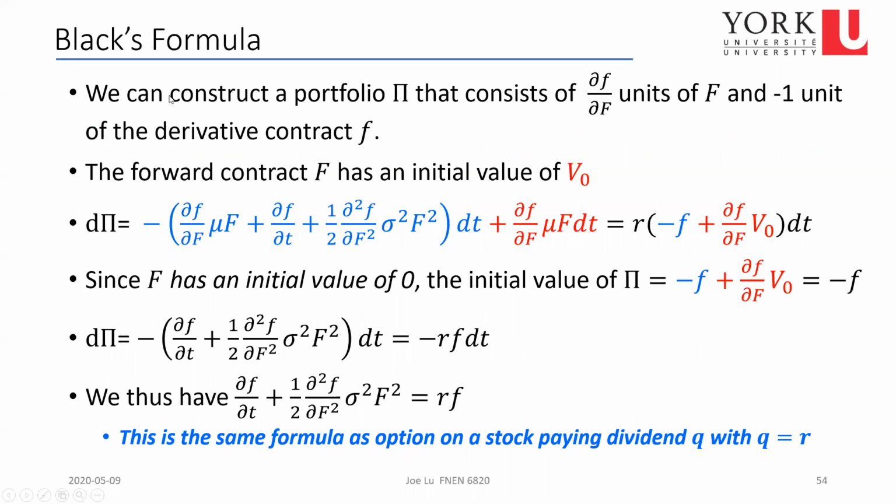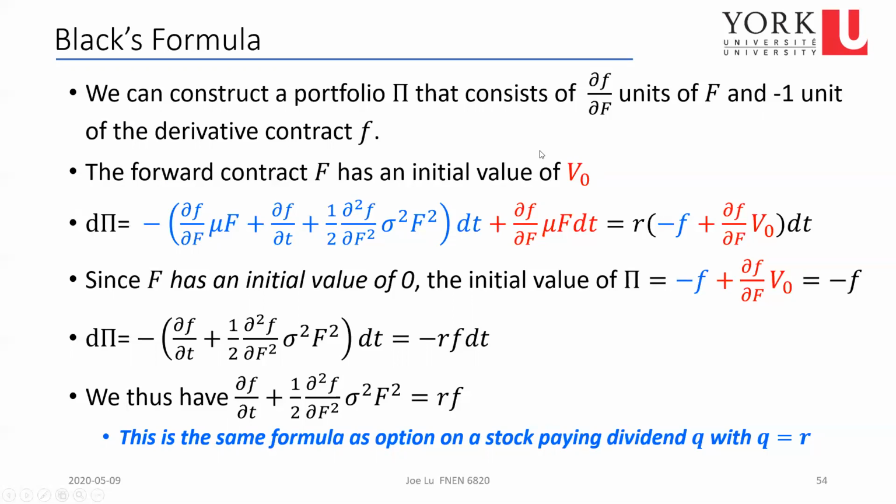To derive Black's formula, we can take the same approach as we have taken before. We will construct a risk-free portfolio, and the construction will be very similar. We'll take delta units of the forward contract, and we're going to short 1 unit of the derivative contract here. Now, the forward contract, F, will have an initial value V0.